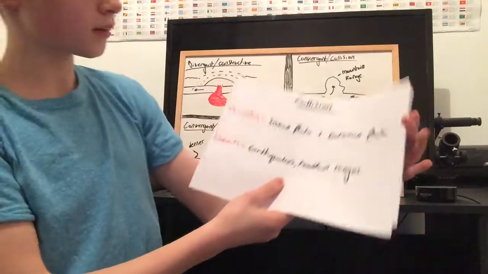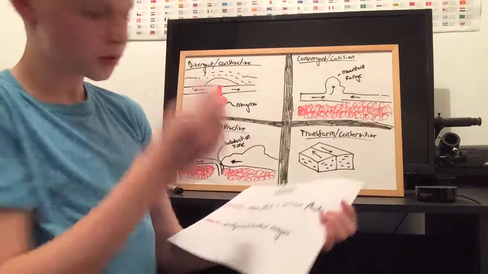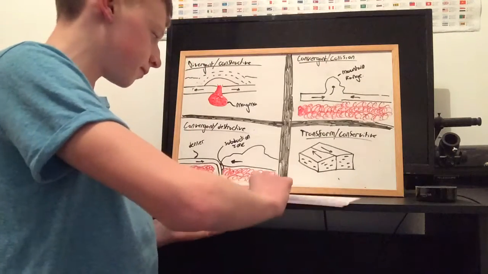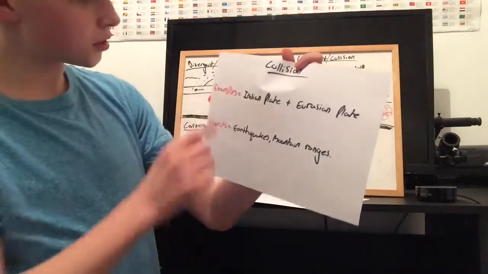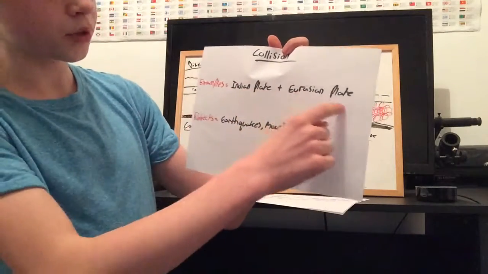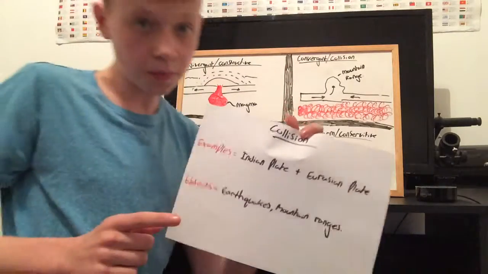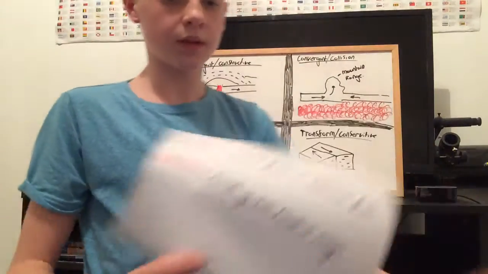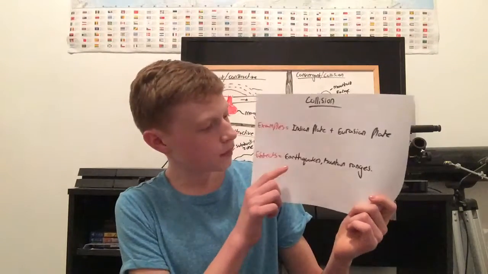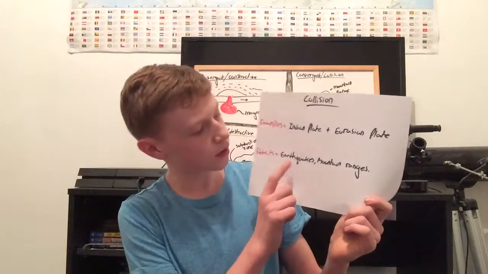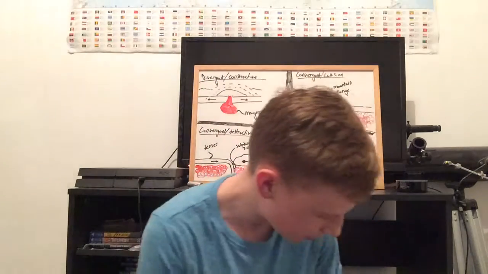Now that brings us nicely to our last little bit here. This is all on paper because I couldn't find another whiteboard. So, collision. Examples of collision: the Indian plate plus the Eurasian plate. In a moment I will stand up and show you on a map. And the effects of a collision is it causes earthquakes and mountain ranges. So, like the Himalayas is a good example of a collision plate boundary.